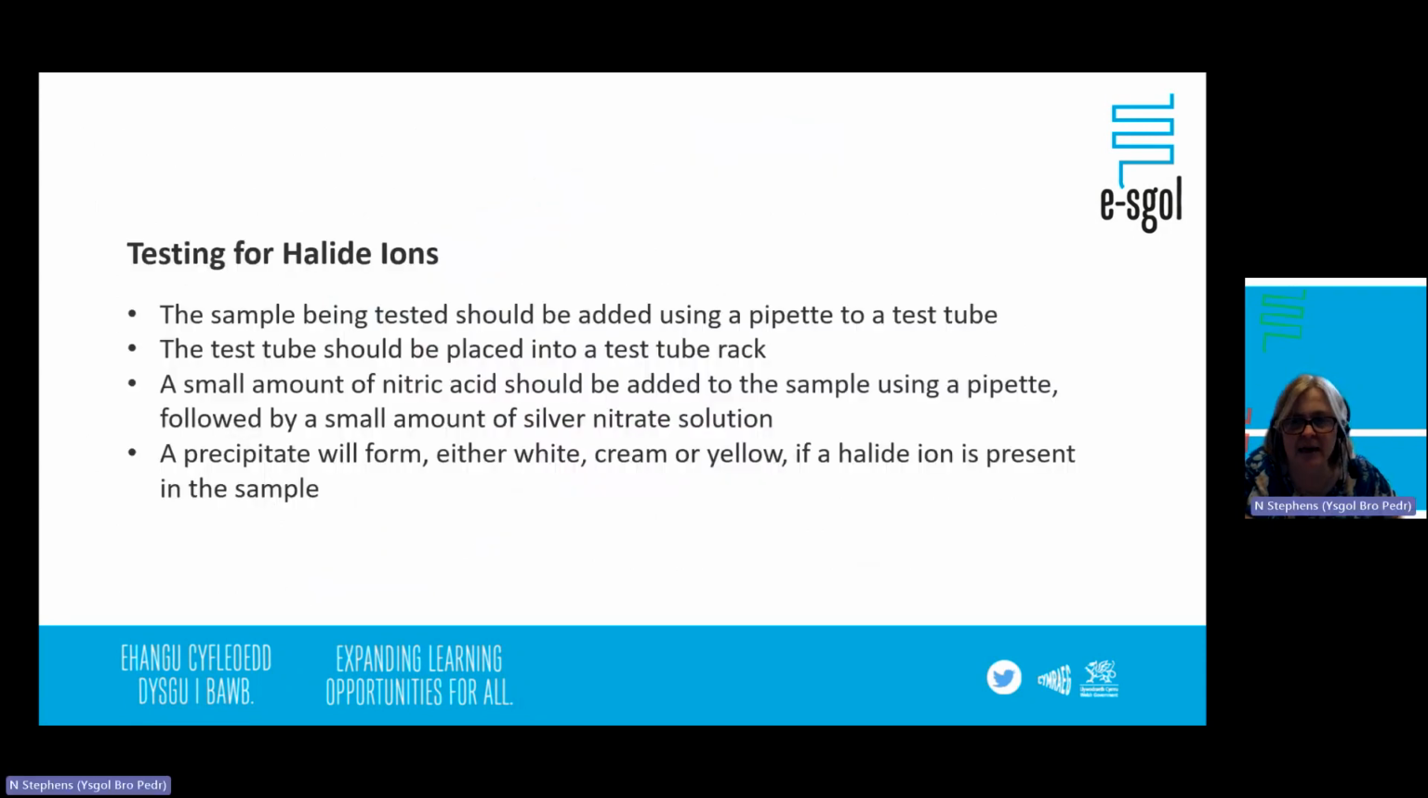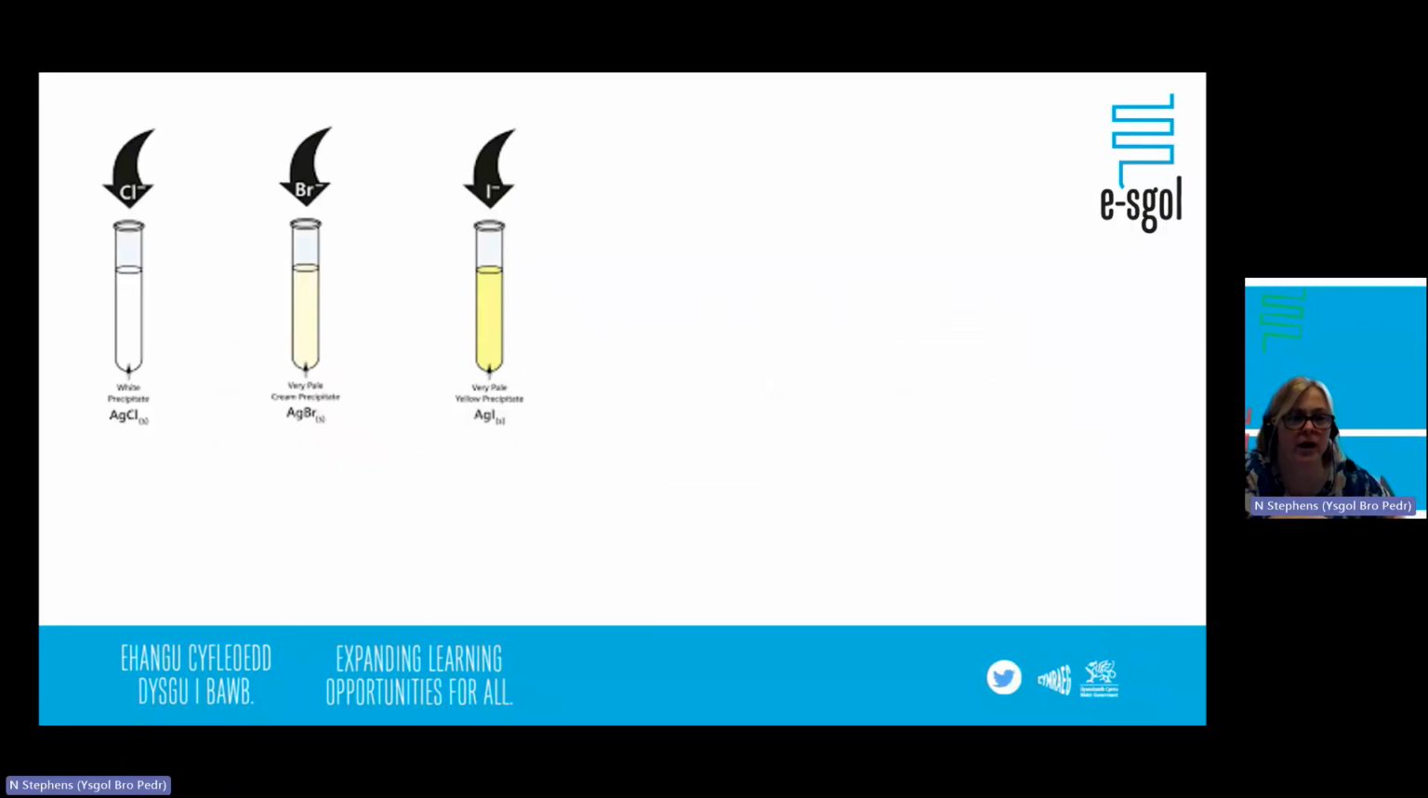So, test for halide ions. The test for halide ions in inorganic compounds is much more straightforward, but has the same final step, of course, as there would have been for the organic halogenoalkanes test. But in this case, the sample being tested is simply added to a test tube, acidified with nitric acid. Don't forget the importance of using nitric acid as opposed to something like hydrochloric, because hydrochloric acid may well give you a false positive if you use it. And then you're looking for the precipitation to be white, cream or yellow, of course.